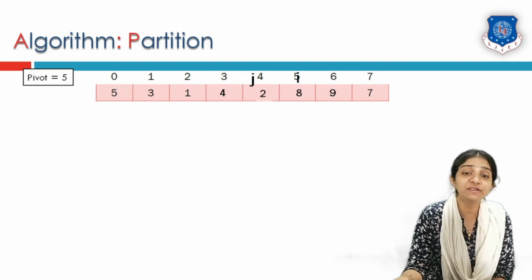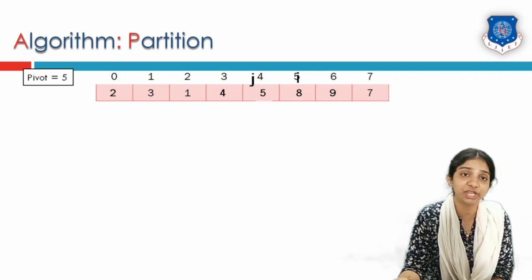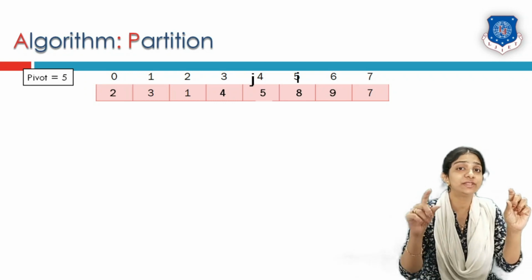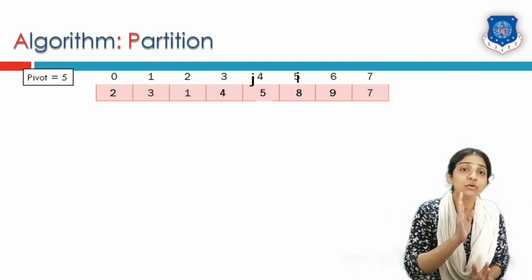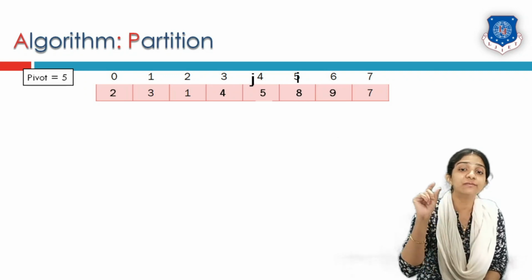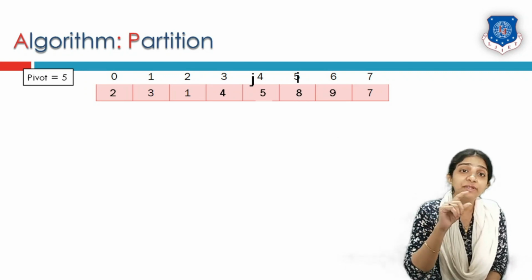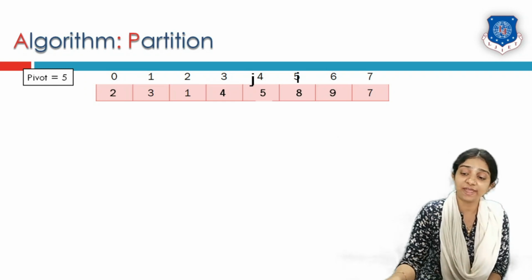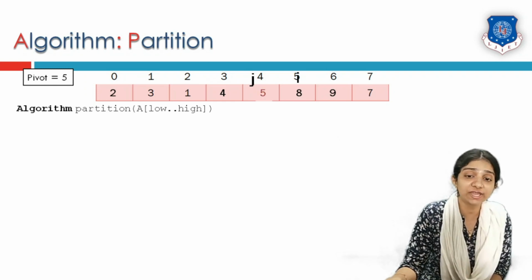So we must put our pivot element at j. We are actually performing a swap of the pivot element with the j element. So 2 will come in the place of the starting location, and 5, which is the pivot element, will come at index number j. So 5 is at the correct location.